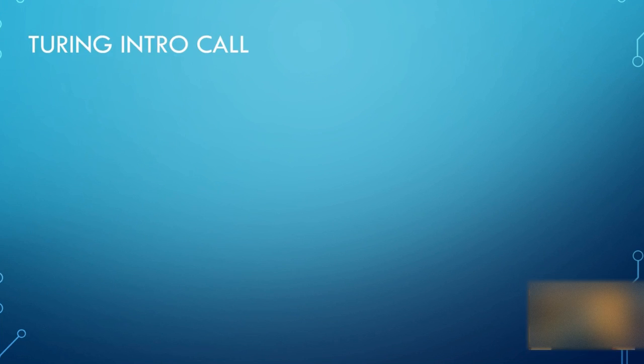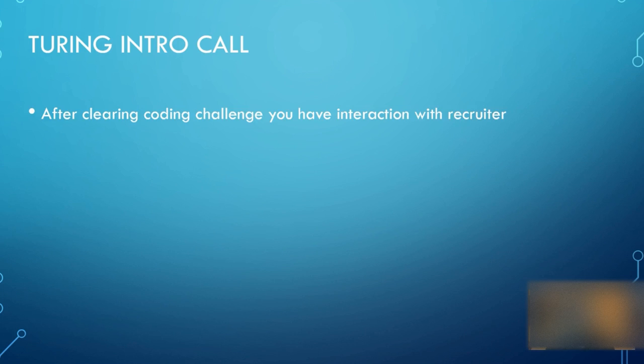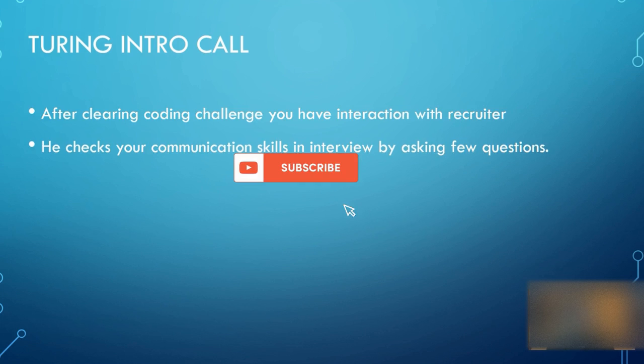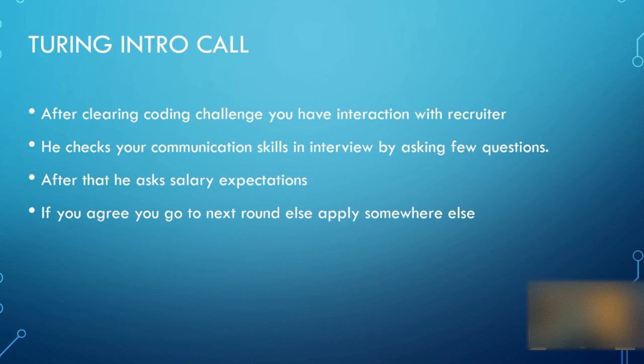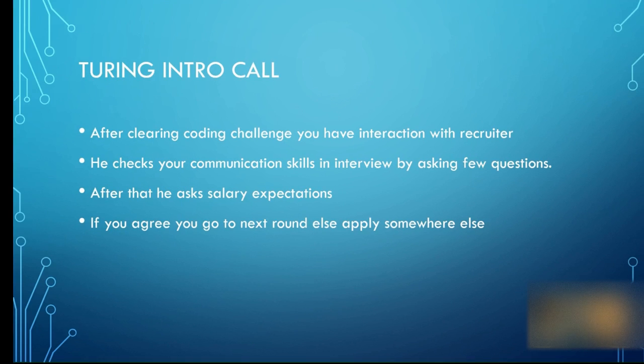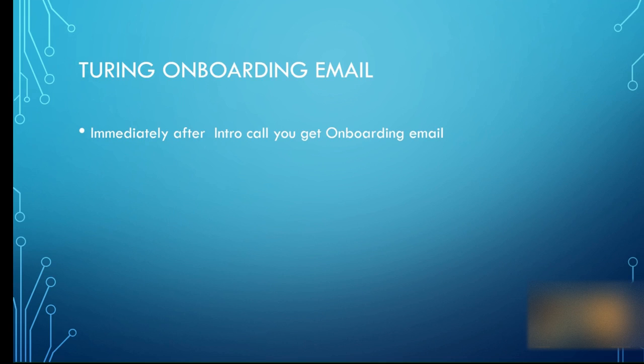Turing intro call. In the Turing intro call, after clearing the coding challenge, you have an interaction with a recruiter. He checks your communication skills by asking a few questions. After that, he asks about salary expectations. If you agree, you go to the next round, else apply somewhere else, because if you don't agree to their expectations and you ask for much more salary, then you are out of their limit. Turing onboarding email. After that, you get the Turing onboarding email immediately after the intro call. And it happens only when you agree to their terms and conditions.